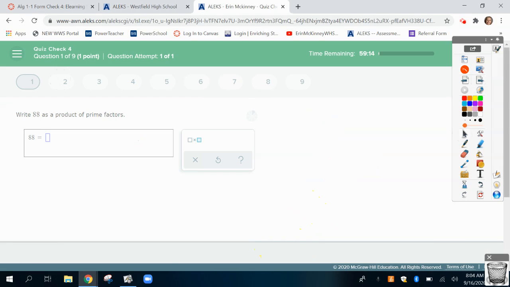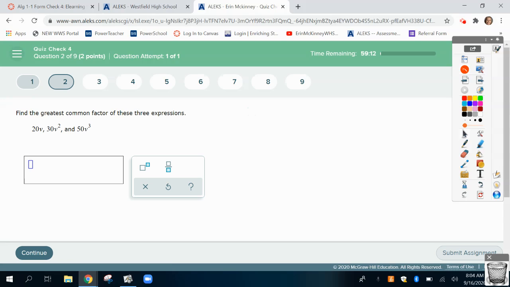Okay, number 2. Okay, here we are looking for the greatest common factors. So remember, there's no addition or subtraction between, so we're just looking for the GCF. So the largest number that will go into 20, 30, and 50 is 10. And they do all have the variable. So we're going to use the smallest exponent. And so our GCF is 10V.